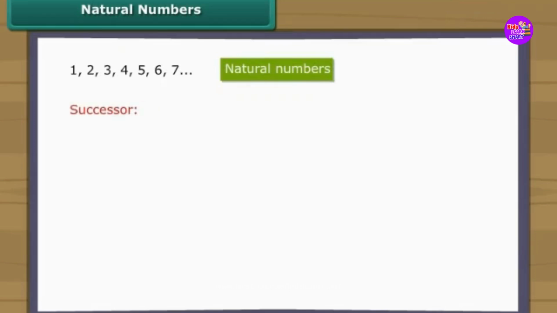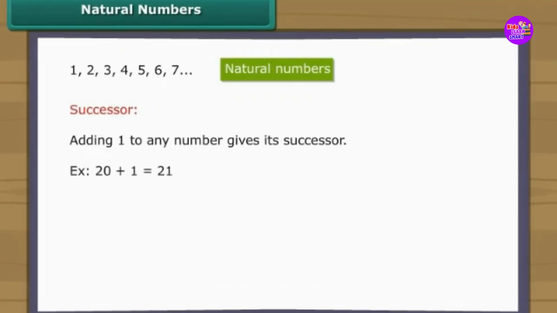Natural numbers. We use 1, 2, 3, 4 to count the objects. Counting numbers are also known as natural numbers. Adding 1 to any number gives its successor. Example, 1 added to 20 gives 21, which is successor of 20.